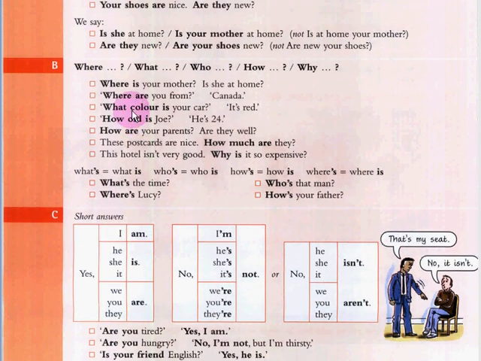Now, look at the 5 basic WH question words. You have where, what, who, how, and why. As you can see, you can use it with am, is, and are. Look at the first sentence. Where is your mother? As you can see, we used the WH question where with the linking verb is. Next, where are you from? What color is your car? To answer that question, it's red.